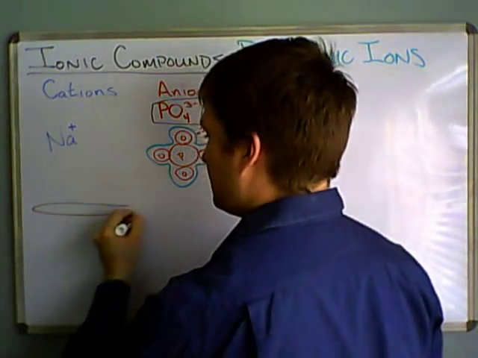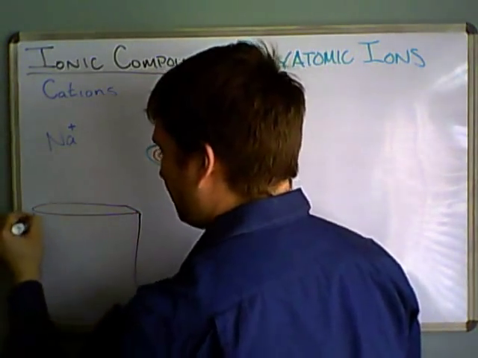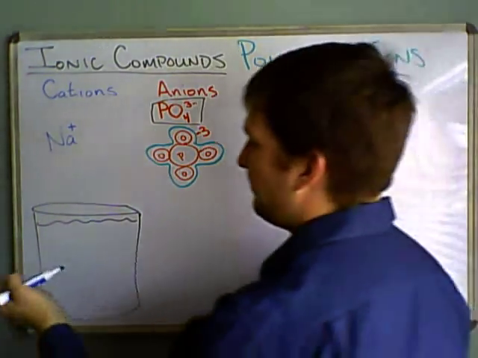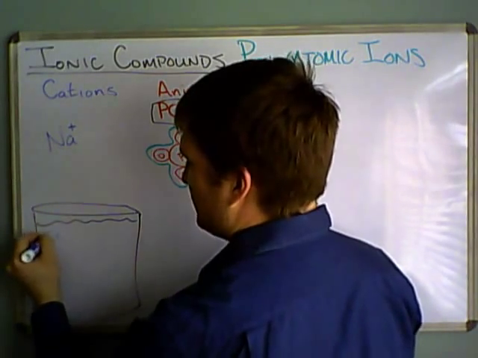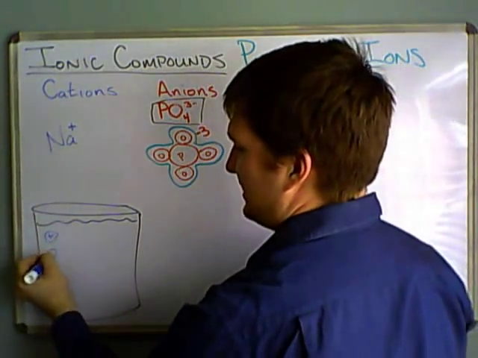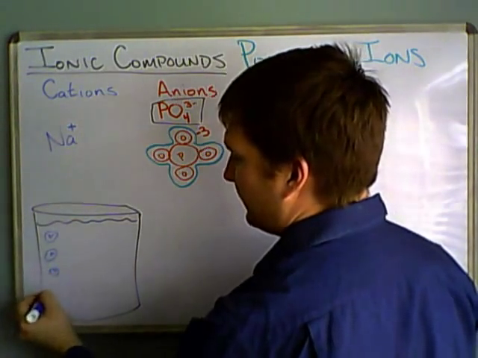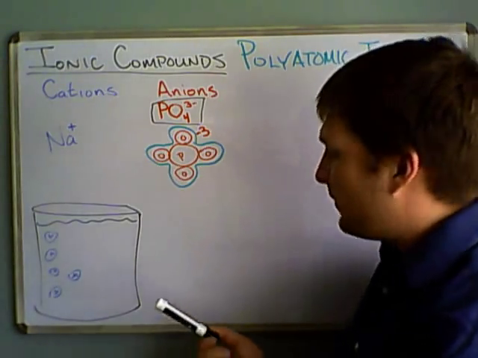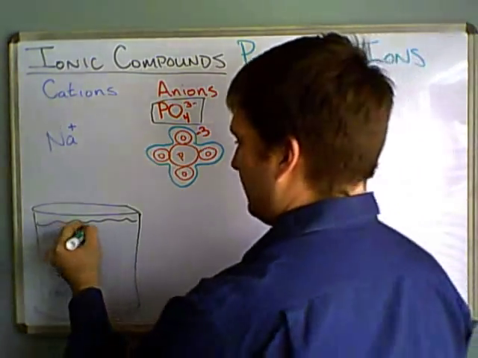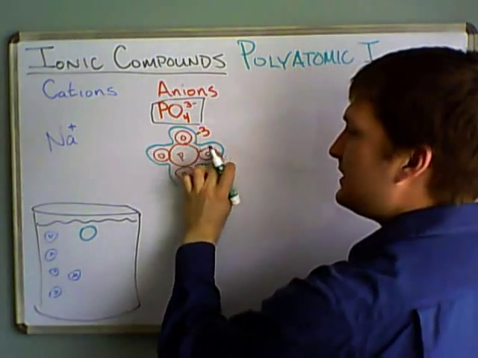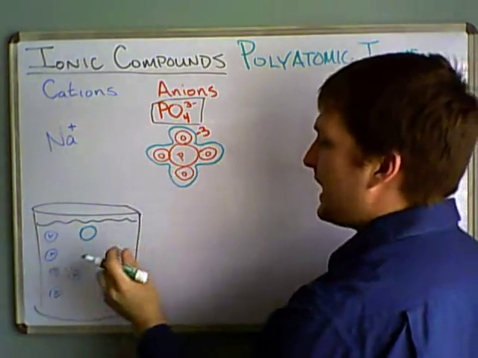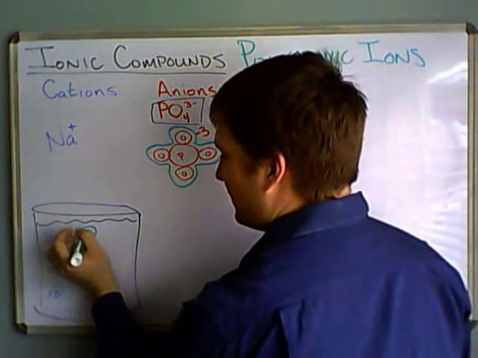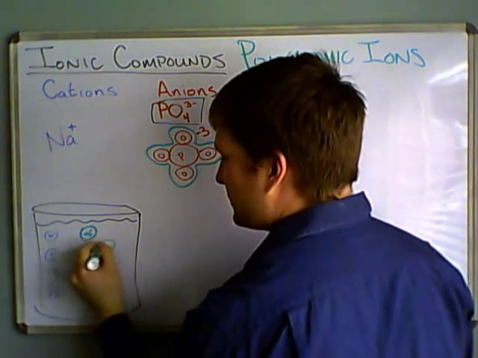And I want to do this like this. I have my jar with water in it. And now I have a bunch of these sodiums floating around. I'm just going to put plus right there. Okay, so that stands for one sodium ion. Each one of those. And I also have a bunch of these anions floating around. And I'm going to represent all 5 of these atoms in this circle, because that acts as one unit. So I'm going to put 3 minus in here for one of those. Okay?